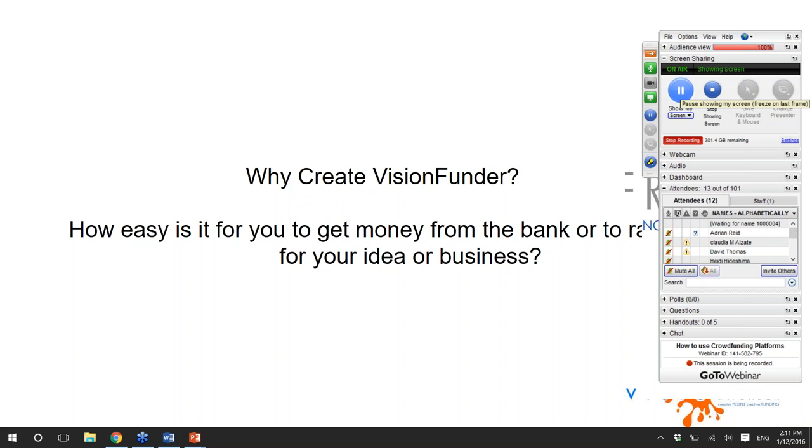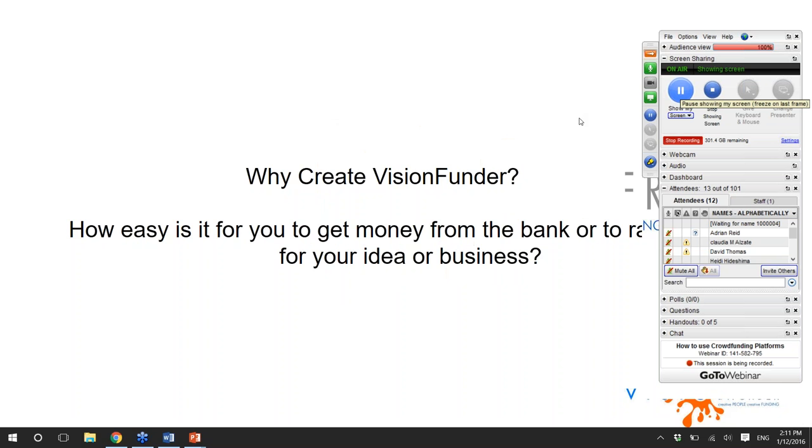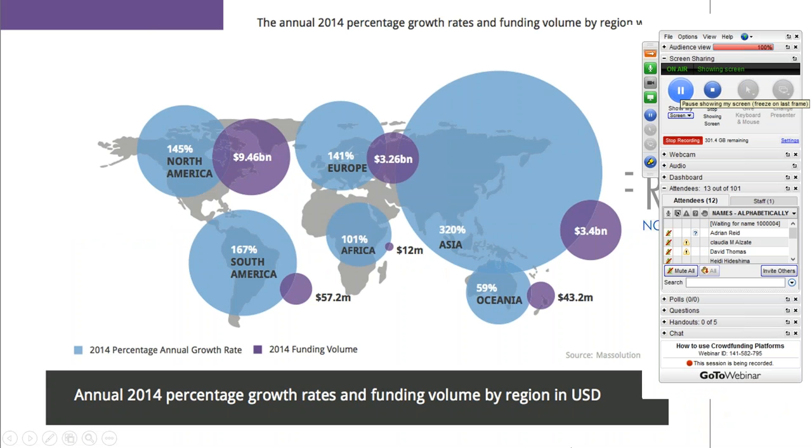So you need to understand different vehicles have different roles and different purposes, and banks are not really set up to be powerful vehicles for early entrepreneurial startups.